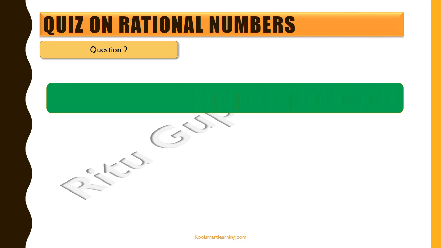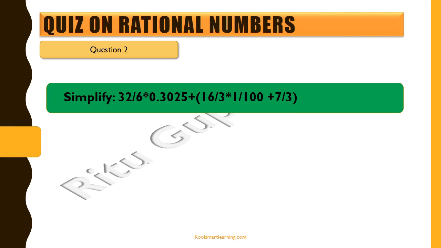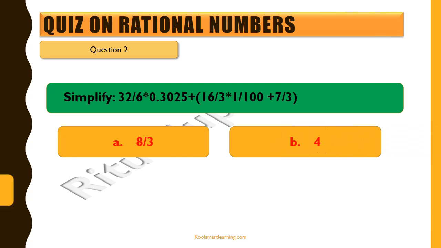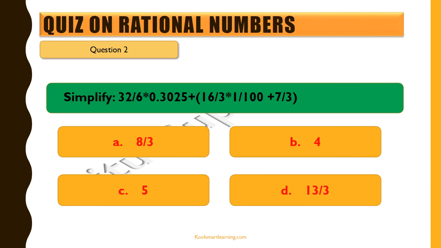The second question is, let's try to simplify 32 by 6 multiplied by 0.00289 3025 plus, then within brackets we have 16 by 3 multiplied by 1 by 100 plus 7 by 3. Now we need to use all those properties and other things that we've discussed to simplify this to get an answer which is true, which is one of these.